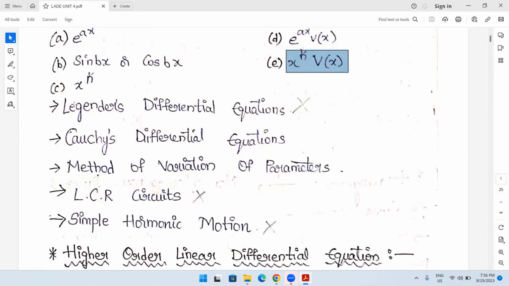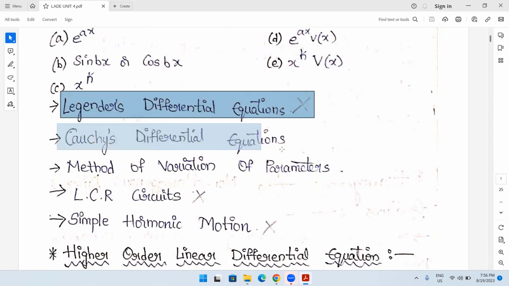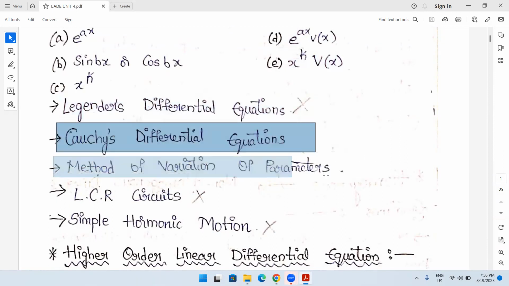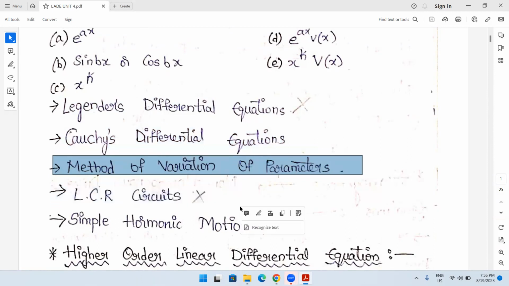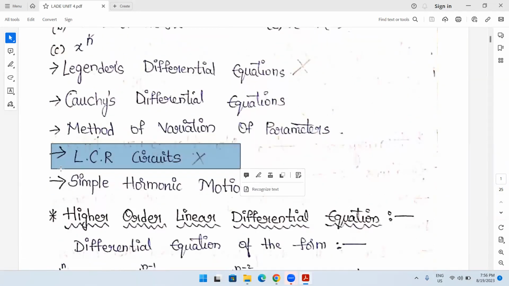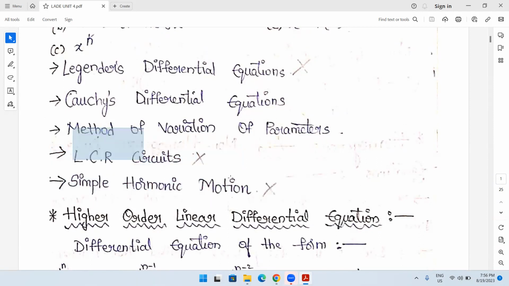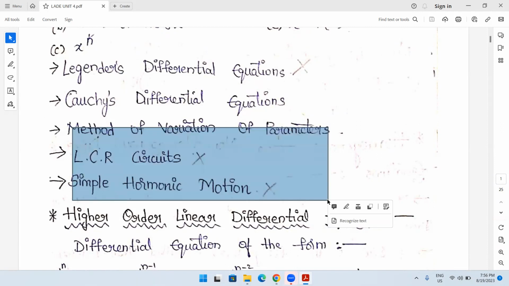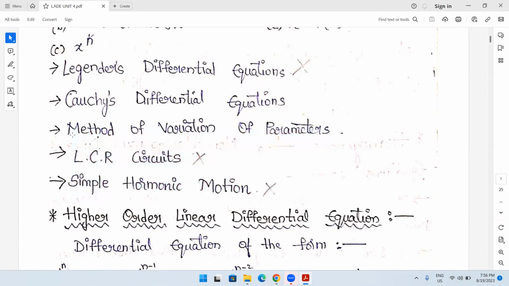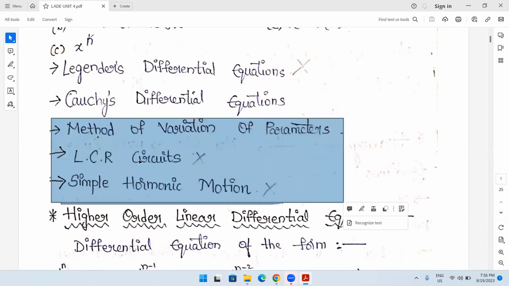The third topic is Legendre's differential equation. Fourth is Cauchy's differential equations. Fifth is method of variation of parameters. Sixth is LCR circuits. And the last one is simple harmonic motion. The last three, that is method of variation of parameters, LCR circuits, and simple harmonic motion, are applications of differential equations. Differential equation applications are in every field, like electronics, mechanical, civil, everywhere we use them. Only 3 of them are in your syllabus.